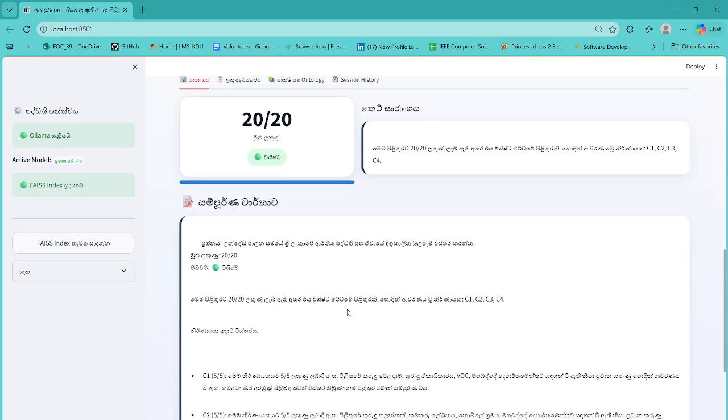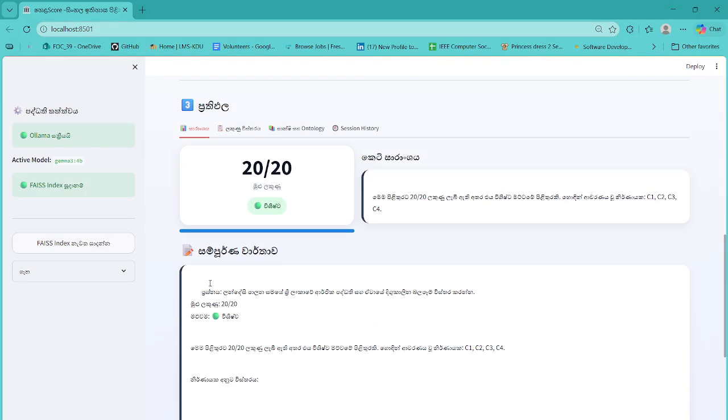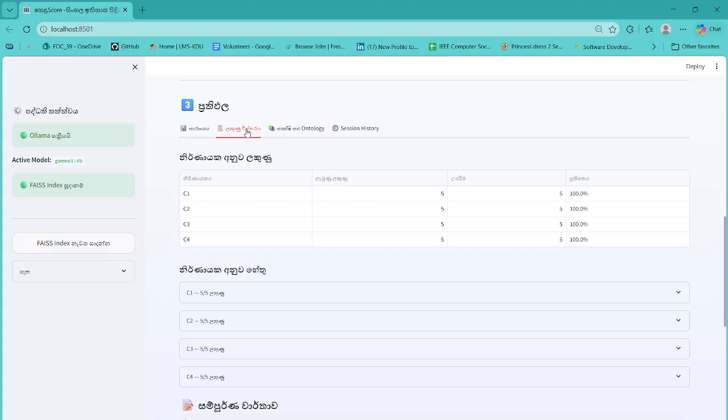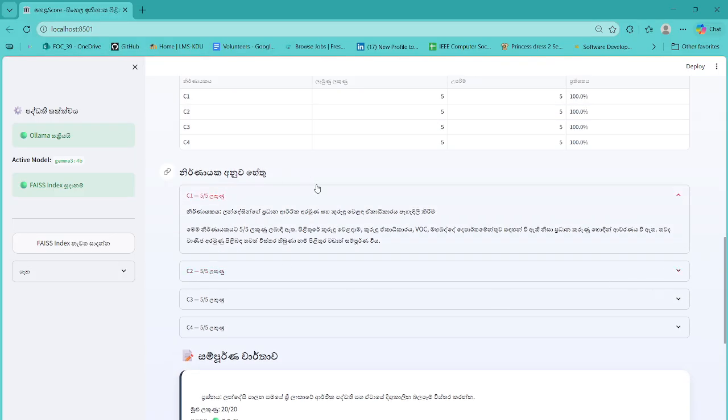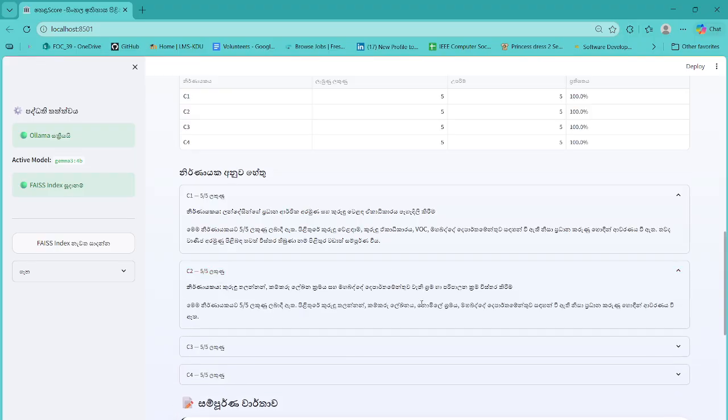Here is the answer. This is a really great answer, and it got 20 out of 20. The scorecard shows the total mark and the performance level. The breakdown table shows the mark awarded for each criterion. Here are the reasons why such marks are allocated.